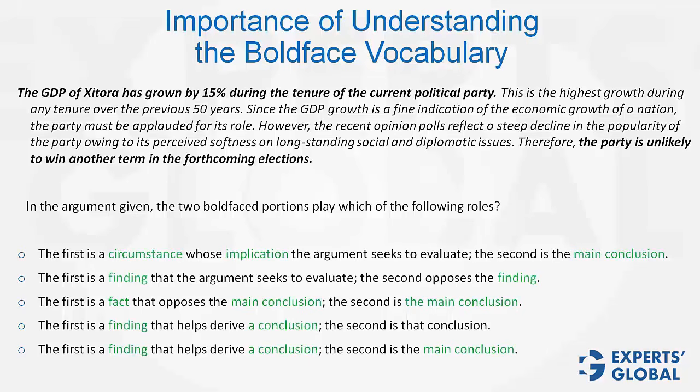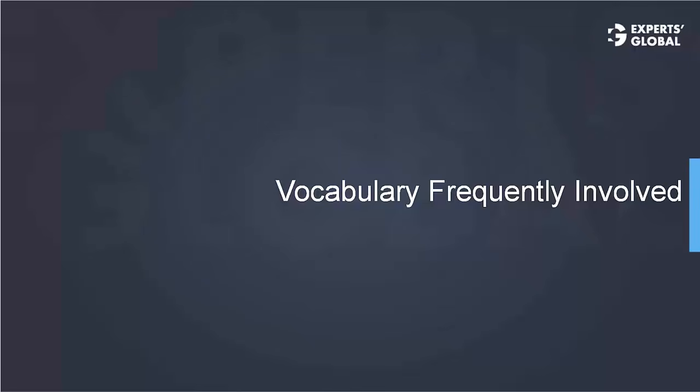If you look at the answer choices, there are some particular words whose meaning is essential in getting to the right answer. You have to understand what a circumstance is, what an implication is, what the main conclusion is, what a conclusion is, what a finding is, things such as that. These are all nouns. Then you will find certain verbs also playing a key role. The ones marked in red here are the verbs. A thorough understanding of these nouns and the verbs will help you a lot in getting the boldface questions correct. So let's get down to mastering the vocabulary frequently involved in the boldface questions.